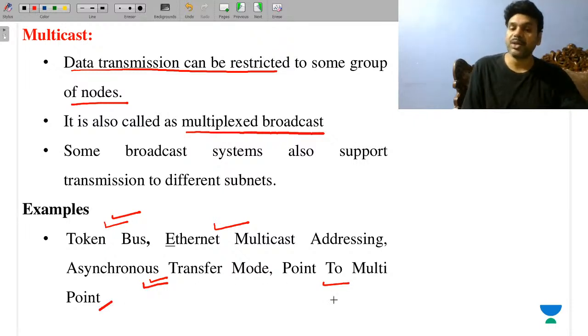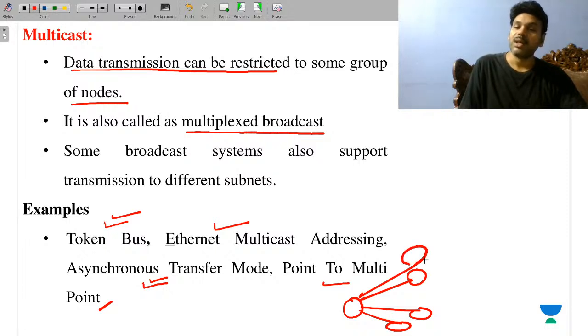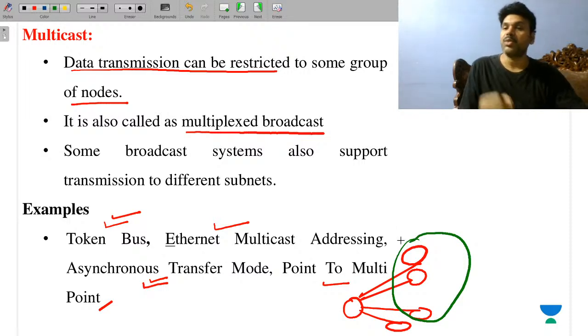Another example is point to multipoint. The concept is that you take one node and there are multiple nodes. There are four nodes like this, but I want to restrict the data transmission to only these three particular nodes. Therefore it is one to many. That is the meaning of one to many: point to multipoint. From this particular point, I am going to send my data to multiple points.